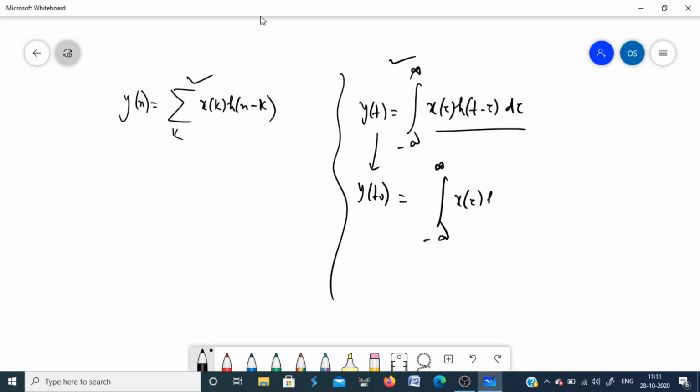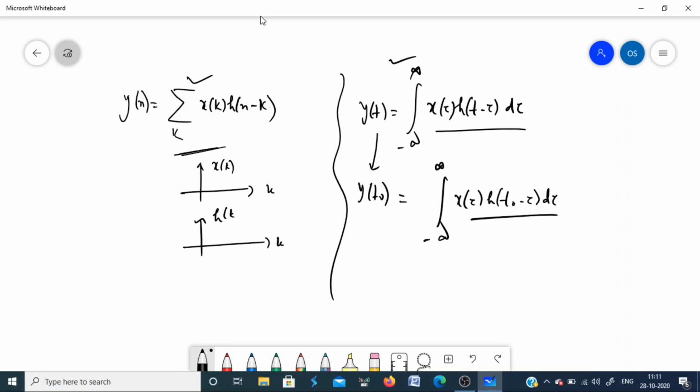You will get x of tau h of t naught minus tau d tau. Again, you have to express the functions. In the discrete case, we first expressed the function in terms of k, that is x of k, and then h of k, and then we folded it, so it becomes h of minus k. Then h of n minus k was basically shifting, either to the left or to the right by n, depending upon whether n is positive or negative. Then we multiplied this with this.